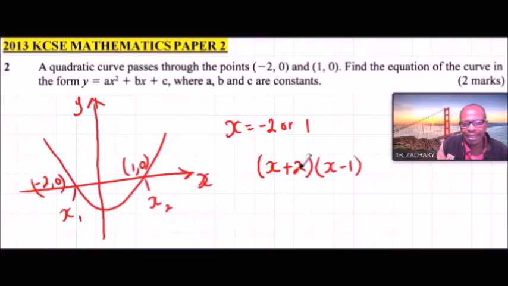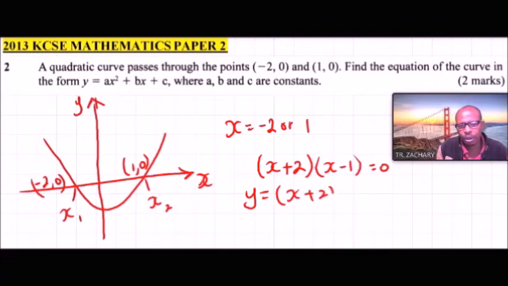This is our x equals 0, so that when we say x equals minus 2 or x equals 1. So now, because we are looking for the function, we say y equals, we open the bracket, it is x plus 2, and here we say it is x minus 1.